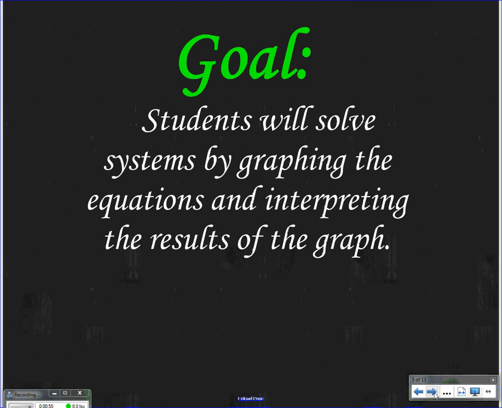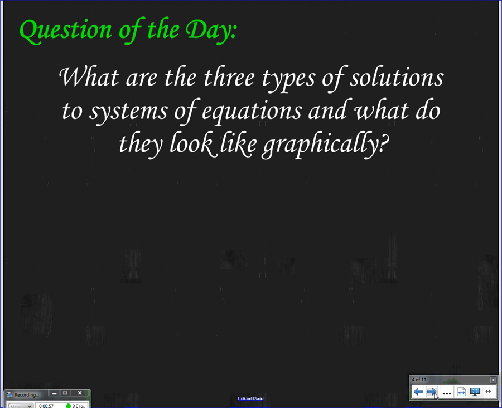So on to our QOD, question of the day. What are the three types of solutions to systems of equations, and what do they look like graphically? I will bring this back up at the end so you guys can write it down then, or you can pause the video, however you prefer to do it. You're looking for three types of solutions and what they look like. So here we go.